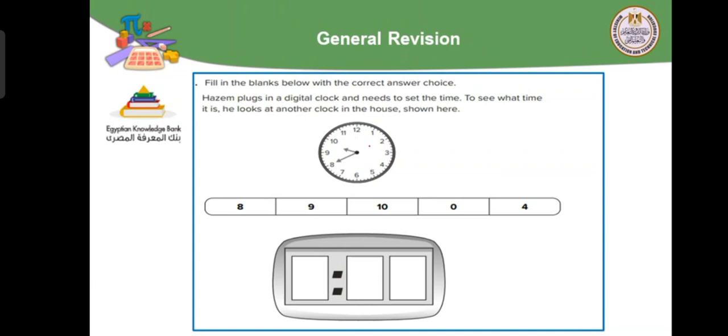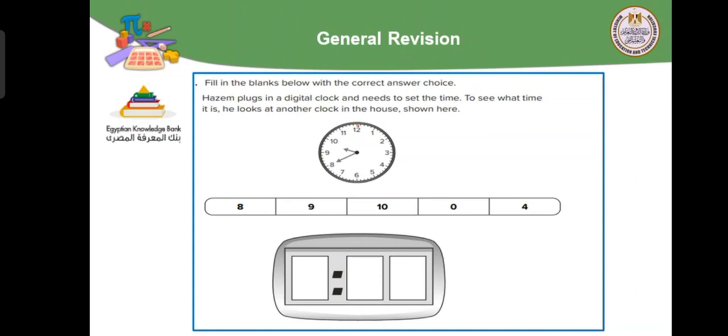You can read this time in two ways. First, from number 8 here to number 12, how many minutes? 1, here add 5, 10, 15, 20. So we can say 20 to 10. That means 20 minutes to 10 o'clock. Okay.